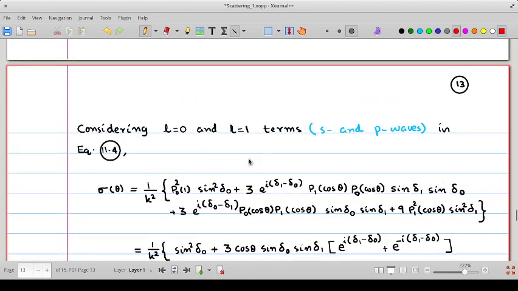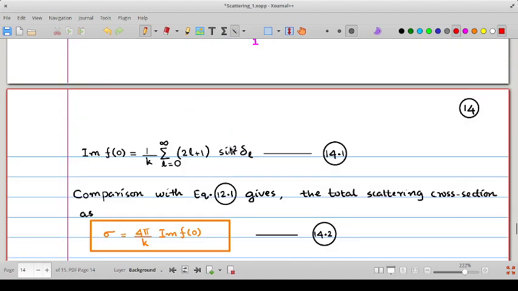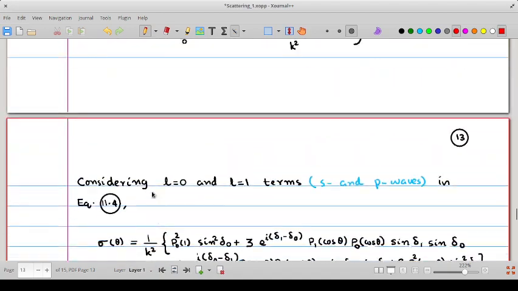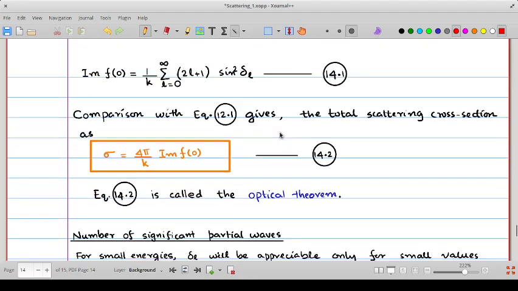Now, going back to the expression for the total scattering cross section, we have sigma equal to 4 pi by k square times the sum over L from 0 to infinity of 2L plus 1 sine square delta L. Now, 1 by k times the sum over L of 2L plus 1 sine square delta L was seen just now to be equal to the imaginary part of f of 0. Sorry, the factor of k also is there. Over here, there is a 1 by k square, whereas 1 by k times the sum over L of 2L plus 1 sine square delta L is the imaginary part of f of 0. And therefore, sigma, the scattering cross section, is equal to 4 pi by k times the imaginary part of f of 0. And this equation is called the optical theorem.